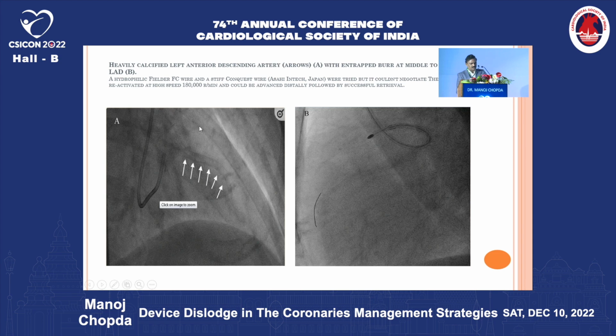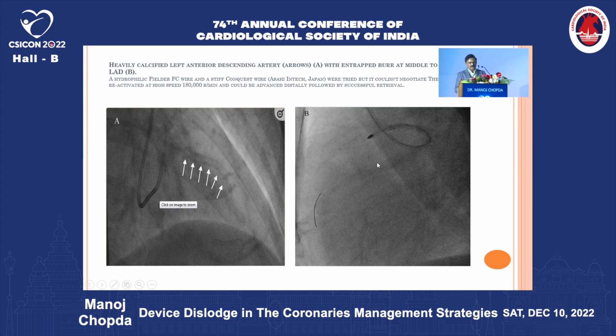Last but important complication: this was a very heavily calcified LAD. We decided to do a rota, and it got entrapped in the mid to distal LAD. We tried to cross the wires, Filter FC, a stiff Conquest wire, so that we could put wires across the rota burr, put a balloon and dilate the proximal part, which would retrieve the rota burr. But we were not successful in passing the wires.